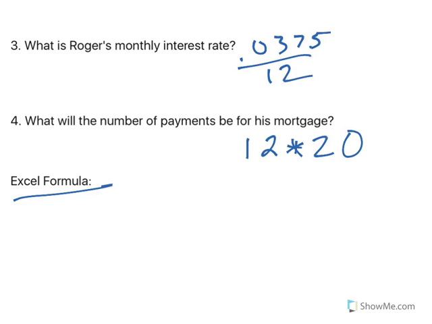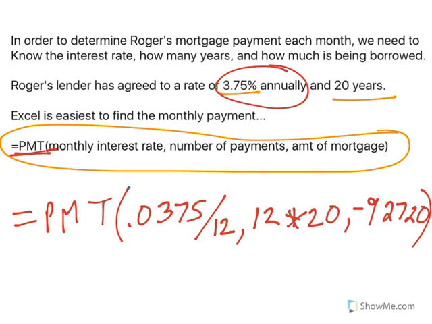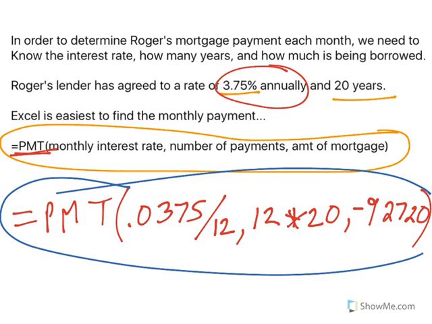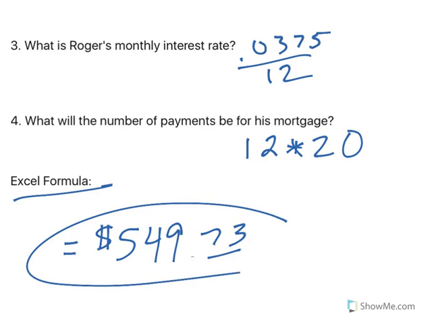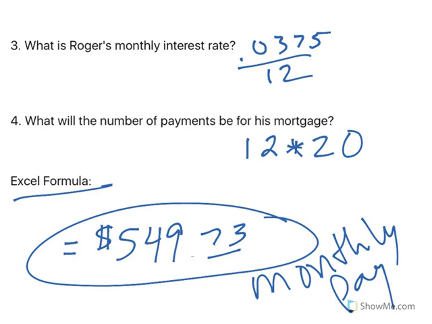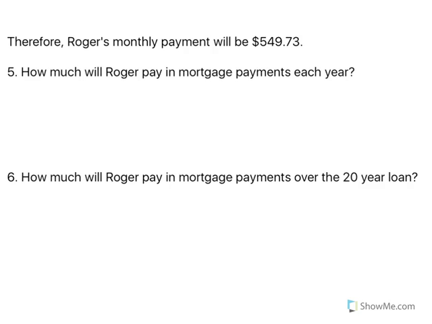Now, if you type that into Excel exactly the way you see it, it's going to spit out $549.73. That is Roger's monthly payment. He'll have to pay that every month, and if he does that for 20 years, he will pay off his mortgage. Now, let's deal with some questions with that.